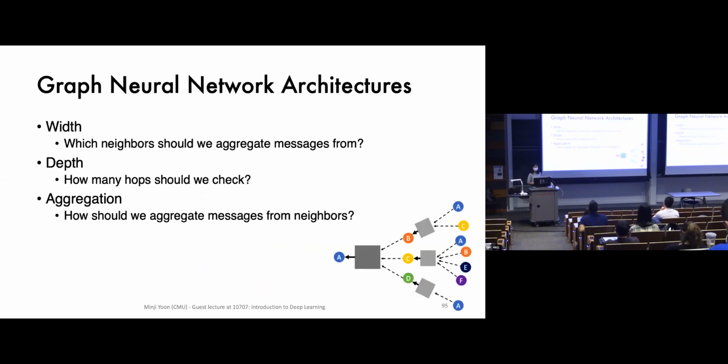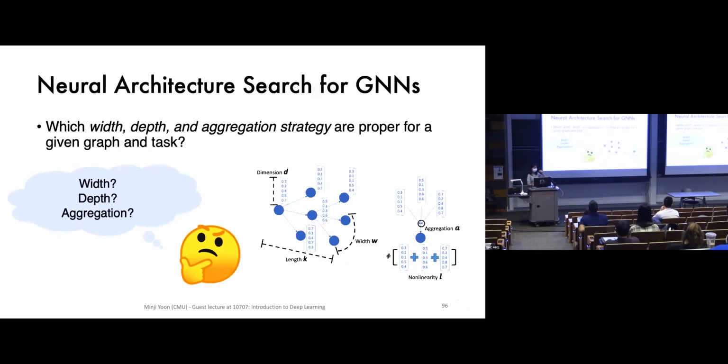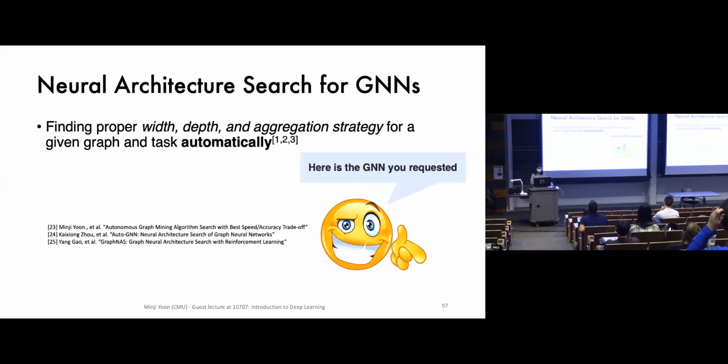So far I have talked about the graph neural network architecture and three crucial deciding factors. Then the practitioner who wants to use GNN for their application is going to say, okay, I could see you have done a lot of research in this field, but I need one graph convolutional structure to learn my application. I could not read all those papers and pick the best one for my application. This is also one field in GNN, which is called neural architecture search for GNN. What they do is find the proper width, depth, and aggregation strategy for a given user, a given graph and task automatically.